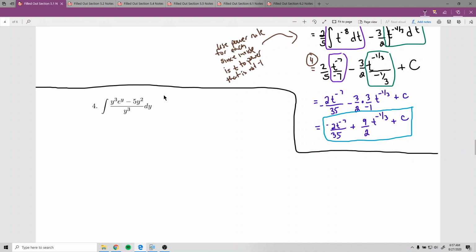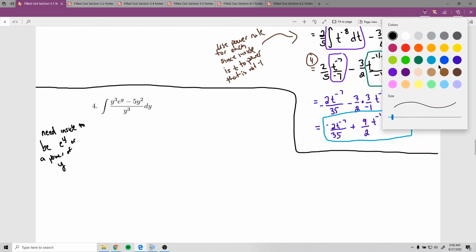All right, so the last one here, we have y cubed times e to the y minus 5y squared over y cubed dy, and we want to integrate that. So once again, this is why it's really important to think about what the inside should be. What do we know how to integrate? Well, since we're dealing with y here for our letter, we need e to the y, or a power of y.